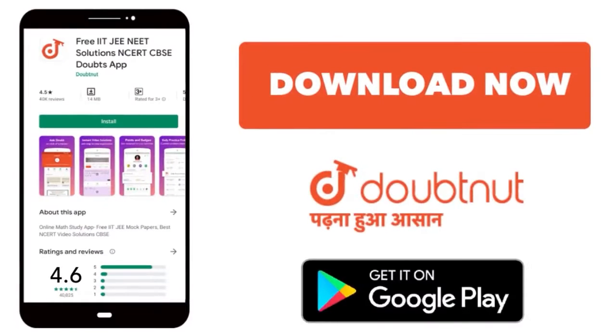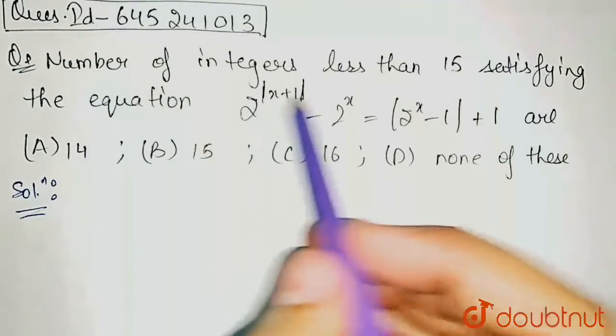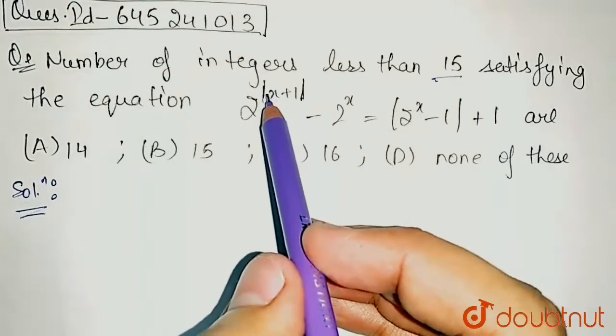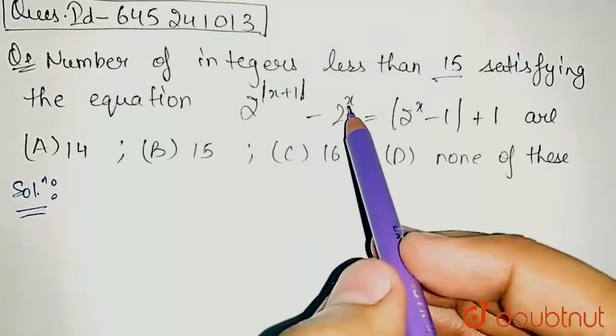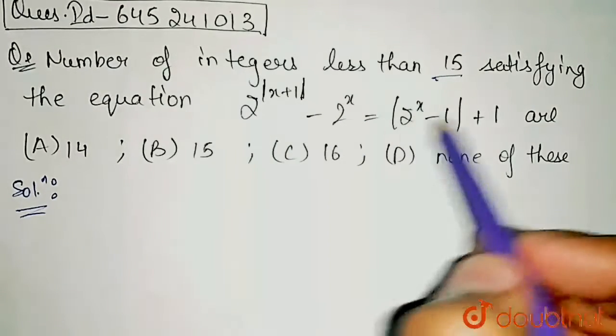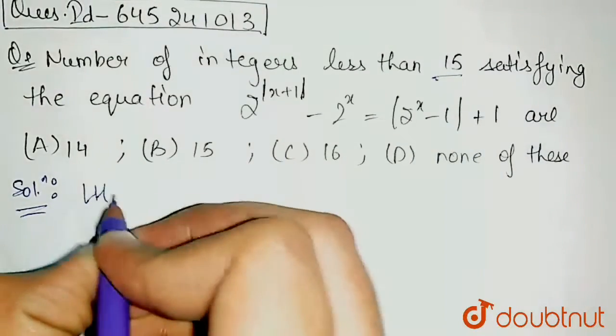Download Doubtnut app today. In this question, we have to find the number of integers less than 15 satisfying the equation 2 raised to the power |x+1| minus 2 raised to the power x is equal to |2 raised to the power x minus 1| plus 1. So first of all, let us write the LHS.